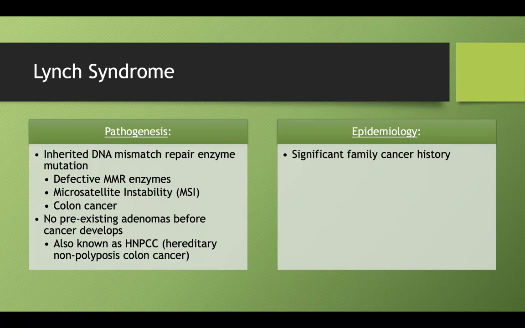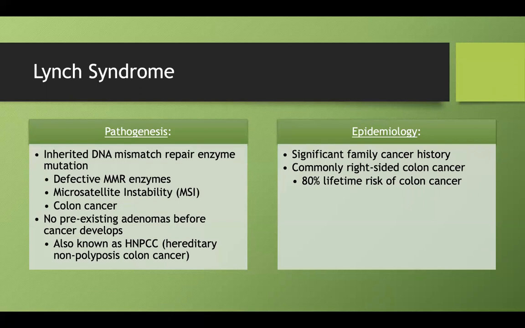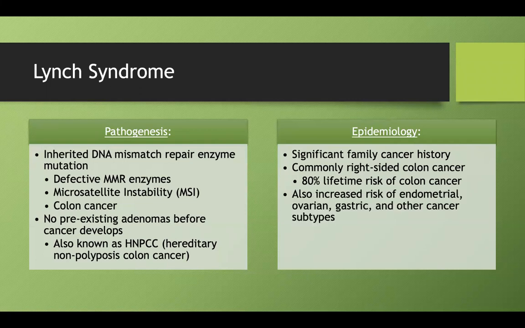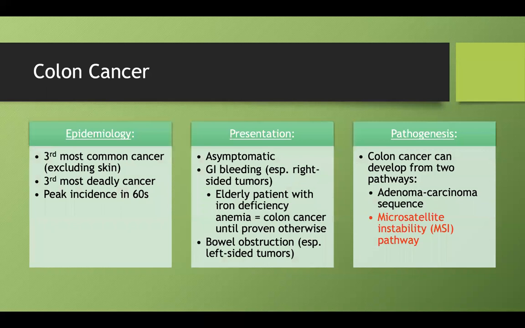You're going to see on tests, even for FAP, I should have mentioned, they'll always give you a significant family cancer history if they want you to go along the lines of some rare genetic syndrome. It's usually on the right side more than the left. People with Lynch syndrome have an 80% chance of being diagnosed with colon cancer. And unfortunately, they have other risks of cancers as well in their endometrium, ovaries, stomach, and other locations.